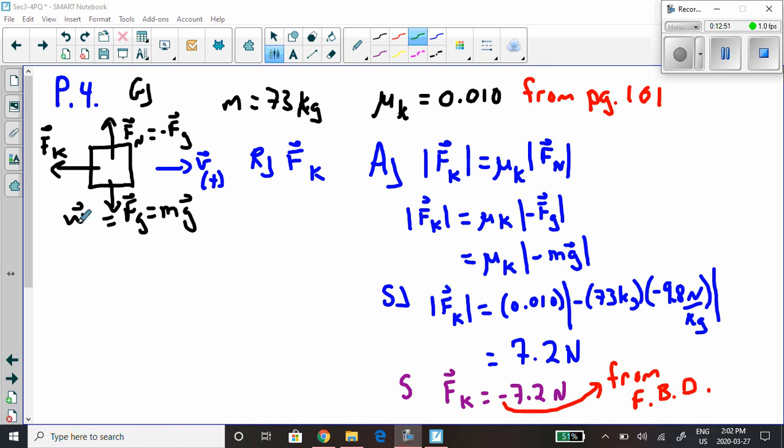What are the forces acting on this sliding skater? Well, we have weight, force of gravity acting on it. We have the normal force acting on the skater, which is equal in magnitude and opposite in direction to the force of gravity. And there is the force of kinetic friction slowing the skater down. Well, what did they ask us to solve for? The force of kinetic friction. We have an equation for that, or at least the magnitude of it.